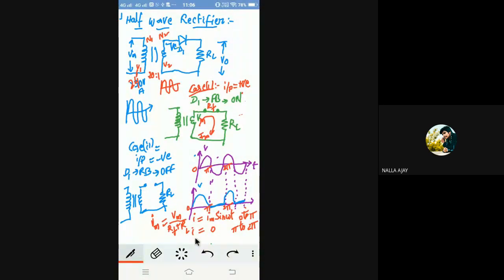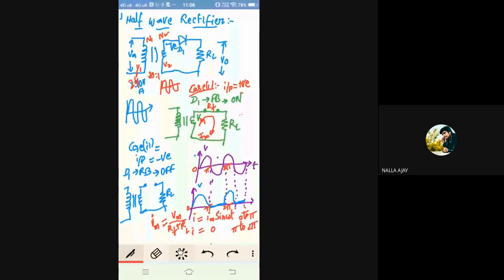So Im can also be written in terms of Vm. How will we write it in terms of Vm? Let us consider the voltage Vm and the current Im. Current can be written as V by R. Here the voltage is Vm and the total resistance value is RF plus RL. So Im can be written as Vm by RF plus RL. Okay, now I think everyone can understand the operation of the rectifier and the output equations.